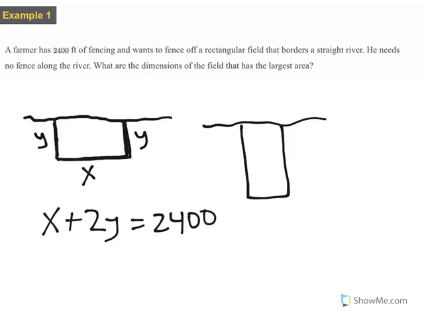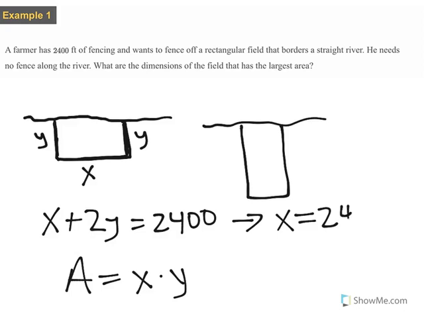And it says we're looking for the area, and so area is equal to x times y in this problem. And what you might have done in your past is you would have probably taken the top equation and solved for one of the variables. That's going to be something that's really helpful for us in our steps in this section. So my suggestion would be to solve for x. So x equals 2,400 minus 2y.